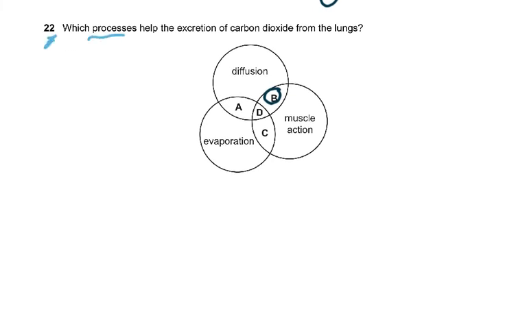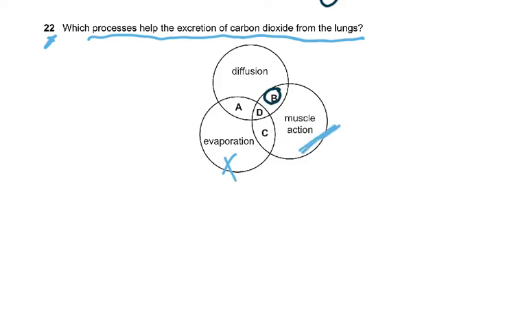Question 22. Which processes help the excretion of carbon dioxide from the lungs? What we have to understand is that there's diffusion of the carbon dioxide, but then the inhaling and the exhaling helps you to remove it from the lungs. So carbon dioxide evaporation is not possible. Water evaporates into gases, not carbon dioxide. Carbon dioxide is a gas by itself. So diffusion and muscle action.